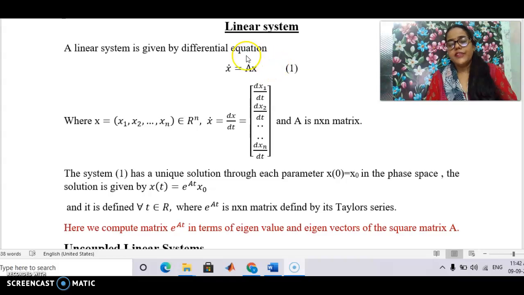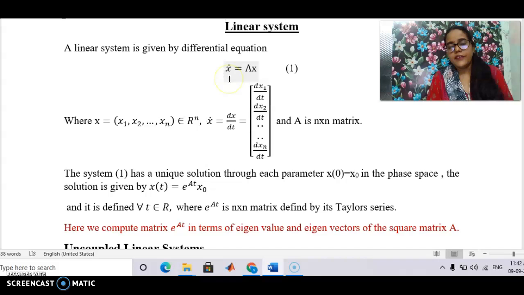For finding the solution of that type of system, for example, we consider one dimension, where only one equation is there, x dot equals ax. Then what type of solution do we obtain? This is a variable separable equation, dx over dt equals ax. The solution will be of the type x(t) equals e to the power at times x naught.